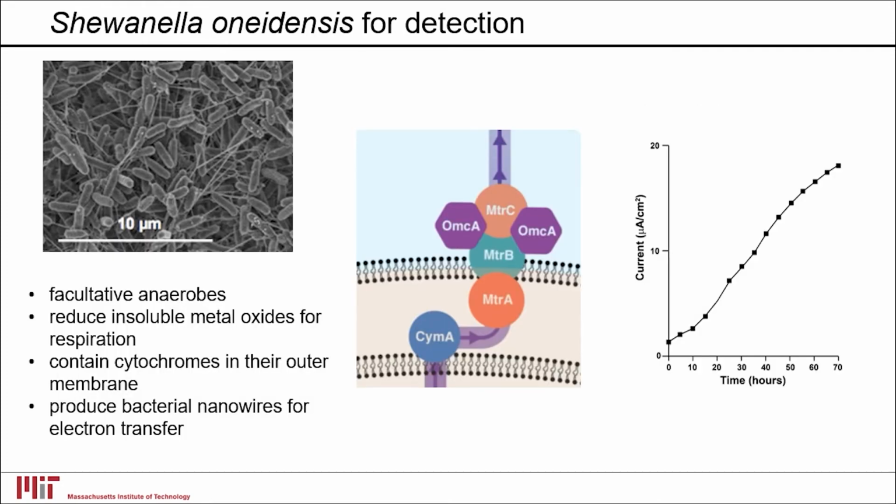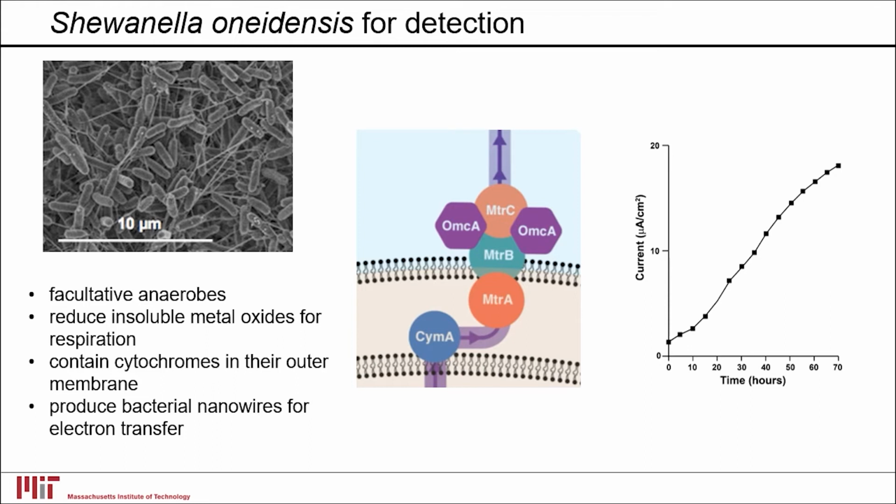And one of the advantages of Shewanella oneidensis is that they're actually electroactive microbes. These cells are facultative anaerobes, which means that they can respire oxygen, but in the absence of oxygen, they can respire extracellularly onto metal oxides present in their environment. So this means that they can reduce these insoluble metal oxides for respiration. The way they do this is because they contain a series of cytochromes in their outer membranes, and these cytochromes act as a wire, allowing electrons to flow across the insulating membrane from the inside of the cell to the outside.